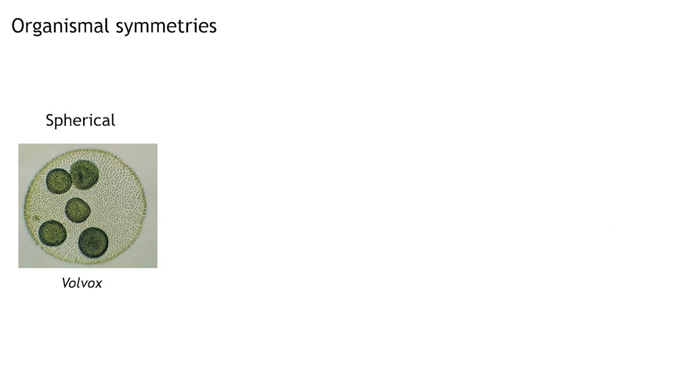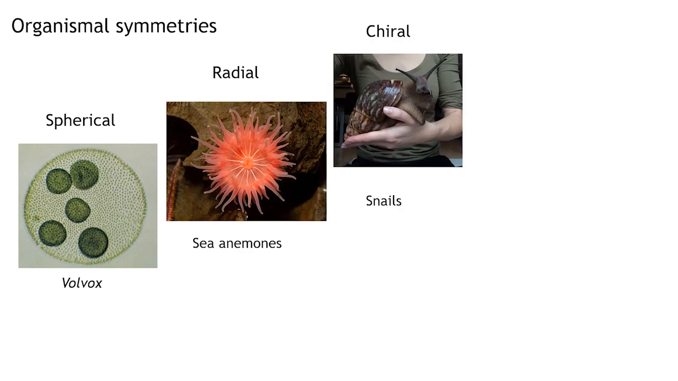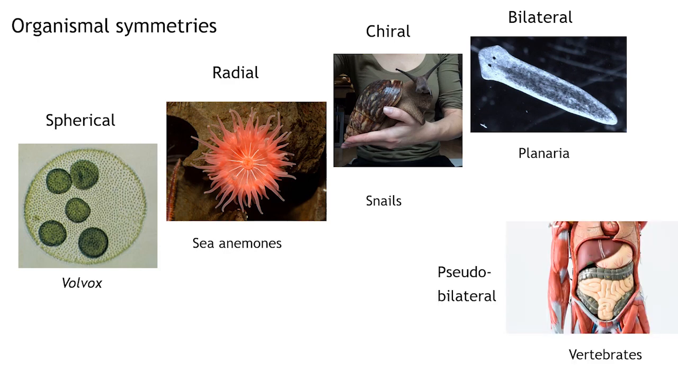So different organismal groups have different body symmetries. For example, there are spherical volvox algae, radial, for example, the sea anemones, chiral, which snails are, bilateral, for example, these planaria worms, and pseudo-bilateral, which is, for example, us vertebrates. And pseudo-bilateral means that they generally have a bilateral symmetry, but a few things are asymmetrical.